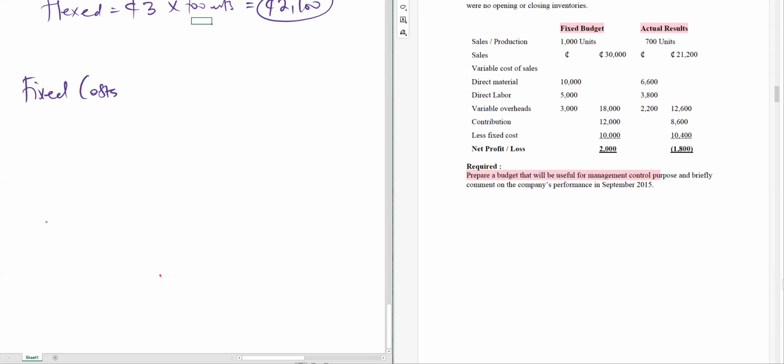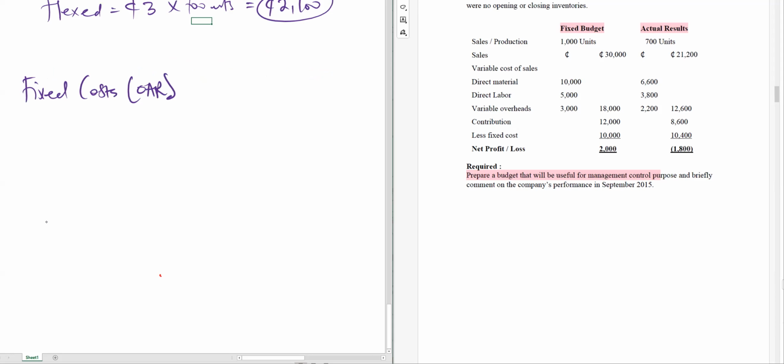Now we know fixed cost depends on whether you are doing absorption costing or marginal costing. If you are doing absorption costing, then fixed cost can be absorbed using the OAR, right? If you are using marginal costing, then we don't absorb fixed cost, because fixed costs are period costs. We never absorb under marginal costing.